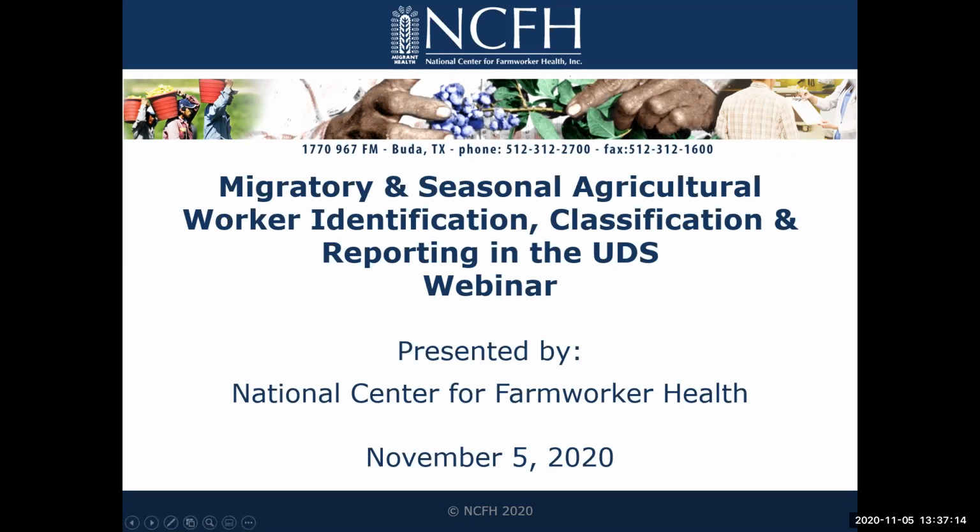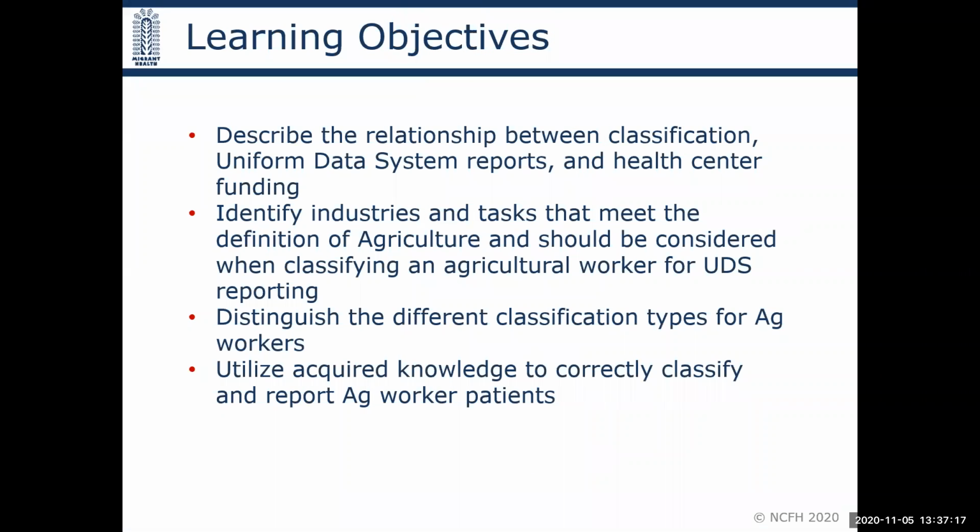Okay, so now we'll move forward. Our learning objectives for today. By the end of today's session, we want you to have a better understanding of the relationship between classification, Uniform Data System reports, and health center funding. We also want you to be familiar with the industries and tasks that meet the federal definition of agriculture that should be taken into consideration when you're classifying your ag worker patients for UDS reporting. We also want you to be familiar with the different classification types for ag workers. And ultimately, we want you to be able to utilize this newly acquired knowledge to accurately classify and report your ag worker patients in your UDS.